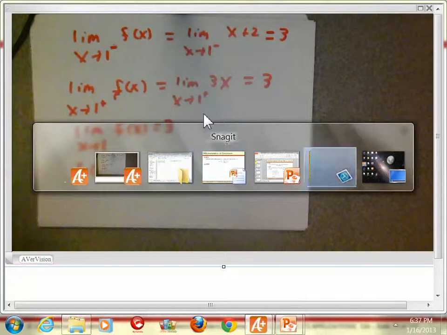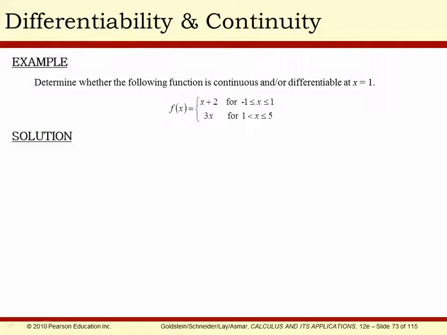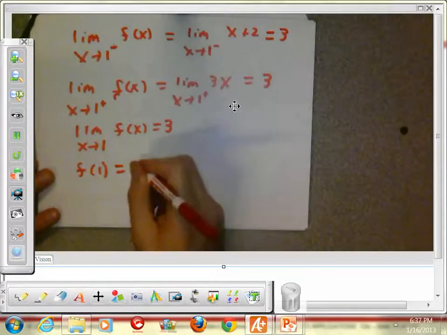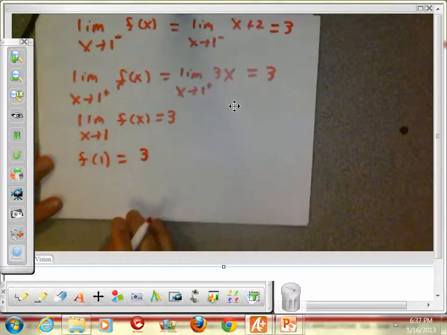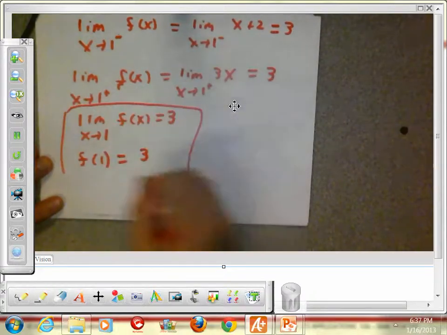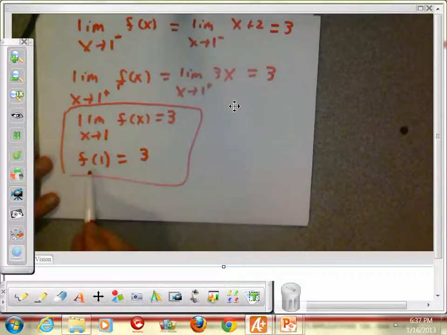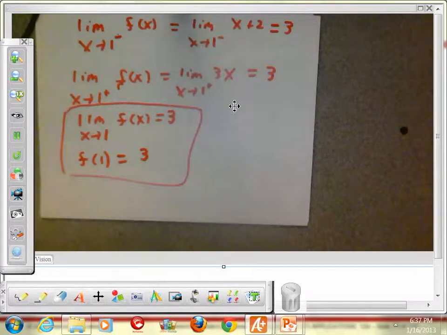So if we go back to our example here, if x equals 1, then we're on the top graph, right? And if we plug in 1 over here, what do we get? 3. So f of 1 is 3. So the function is continuous at 1, right? Because we need two conditions: the limit exists and equals 3, and the value of the function at the point also equals 3, and they're both equal. So we say the function is continuous at 1.